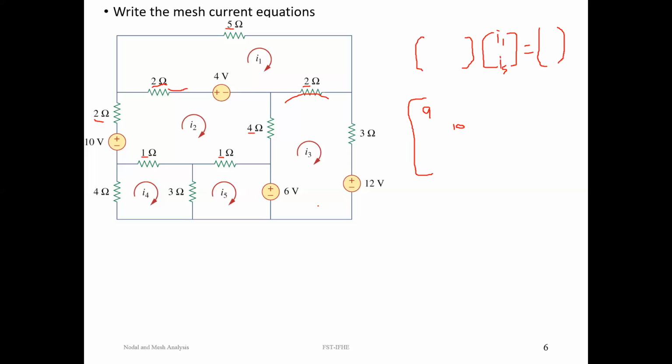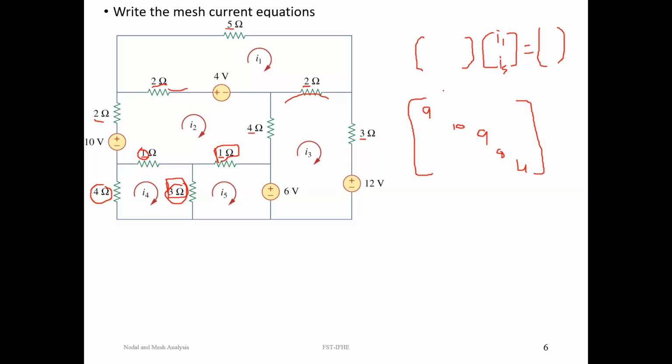Coming to the third loop, add all the resistors in the third loop. That is 2 plus 3 is 5, 5 plus 4 is 9. Remember, you should not add any voltage sources. Simply add all the resistors. Coming to the fourth loop, 1 ohm, 4 ohm and 3 ohm. So 4 plus 3 plus 1, that is 8. And in the fifth loop, 1 ohm and 3 ohm. So totally 4. In the same way, we can complete all the diagonal elements. So diagonal elements are the sum of all resistors in a particular mesh.